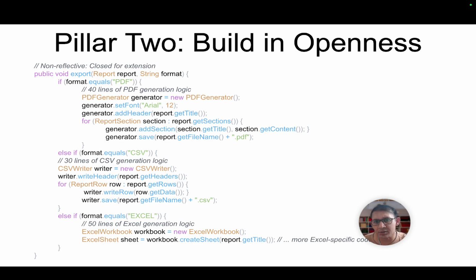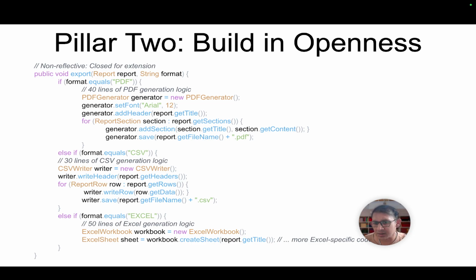Now, let me show you what this looks like with a report export example. The non-reflective version is a classic big conditional block. Now, this approach has several problems. Adding a JSON export format requires modifying this method, which means touching existing working code.